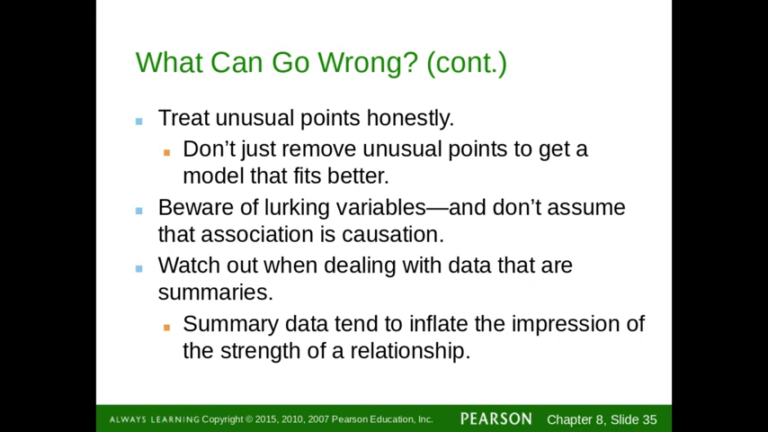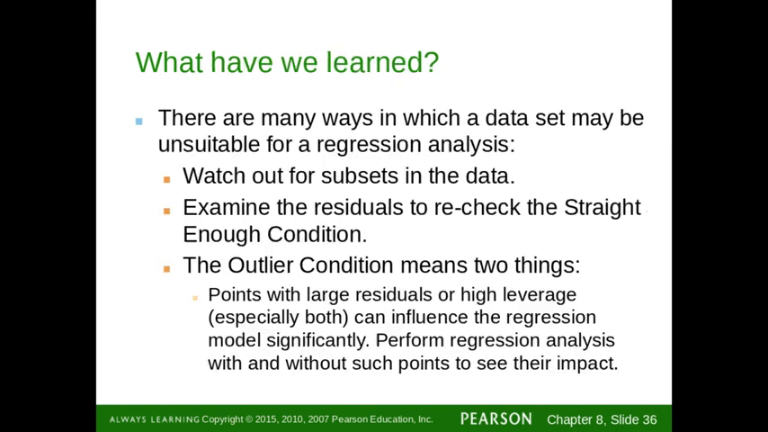All right. Watch out when dealing with data that are summaries. Summary data tends to inflate the impression of strength in the relationship because you're centralizing and standardizing everything. So try to keep the original data. And then there are many ways in which the data set may be unsuitable for regression analysis. Watch out for subsets in the data, examine residuals, and recheck the straight enough condition. The outlier condition means two things. Points with large residuals or high leverage, especially both, can influence the regression model significantly. Perform regression analysis with or without such points to see their impact.